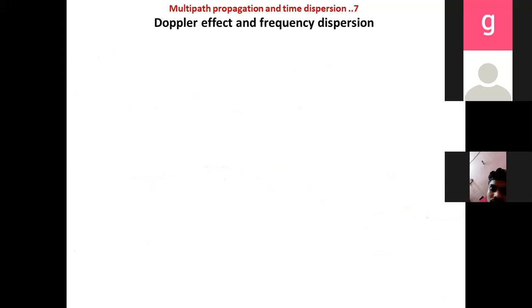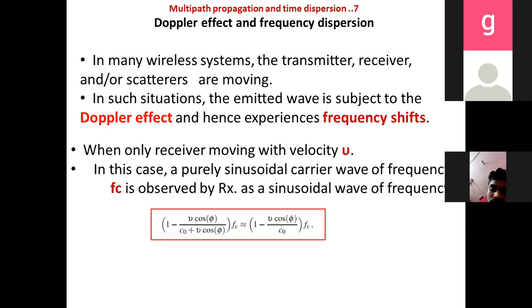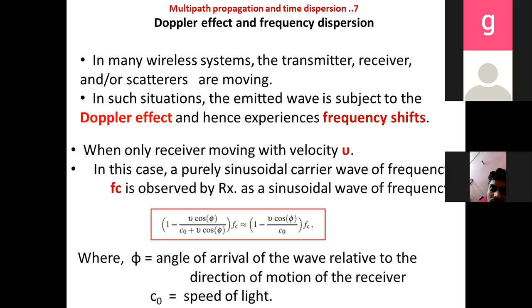Now we can see the Doppler effect. Now let us take the second example, which is the Doppler effect. Earlier we had taken the time dispersion effect. Now we will take the Doppler effect. As I have been mentioning, multipath propagation affects the received signal quality in two ways. One is the time spread, and the other one is the Doppler effect.